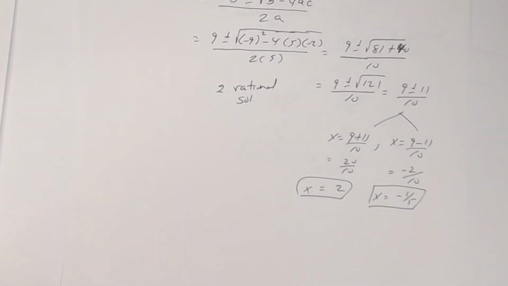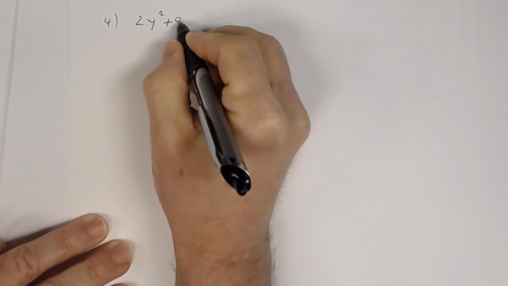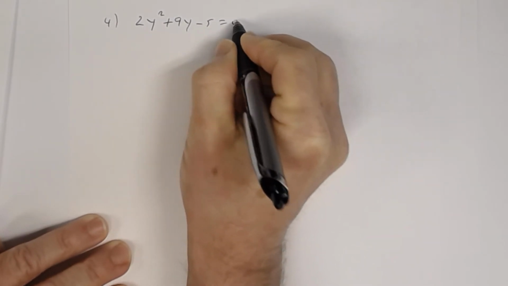Okay, so it's number 3. And then finally, number 4. So the fourth one's this. All right, number 4, you have 2y squared plus 9y minus 5 equals 0.